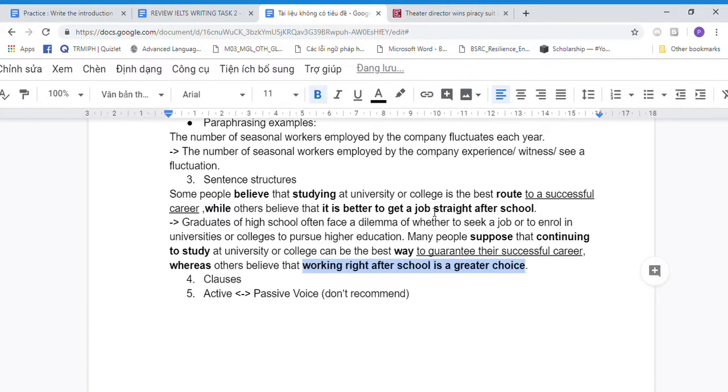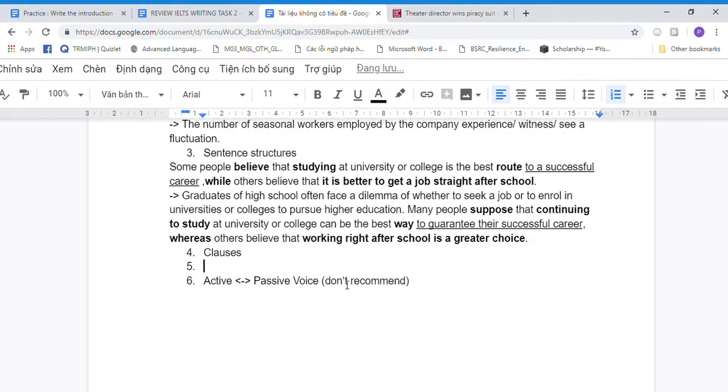So this is another example of using different sentence structures. So it is better to do something, and doing something is a better or greater choice. Greater is actually a synonym of better, right? So it's just changing the sentence structures.